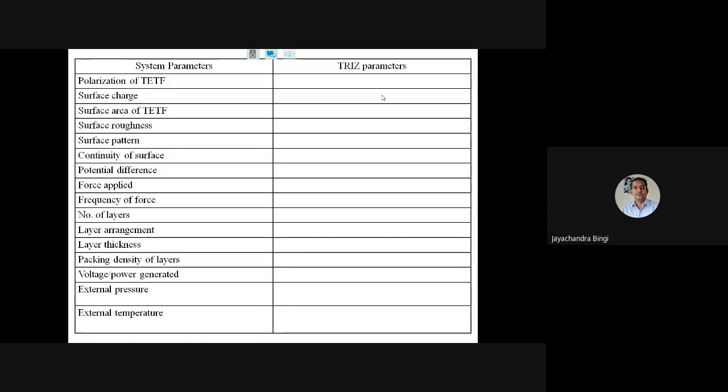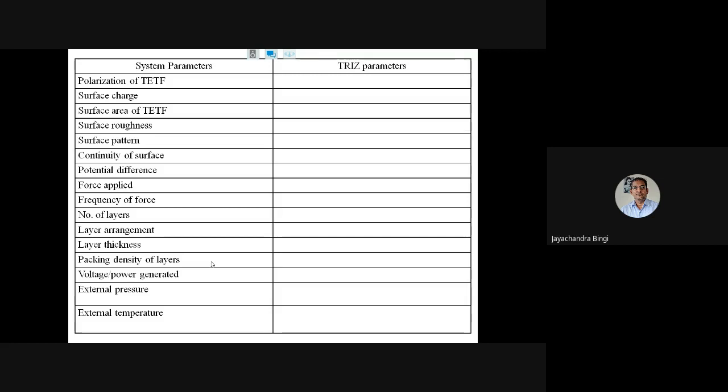Now see another one, packing density of layers. The packing density of layers is related to what? Strength. Yeah, that is 14.